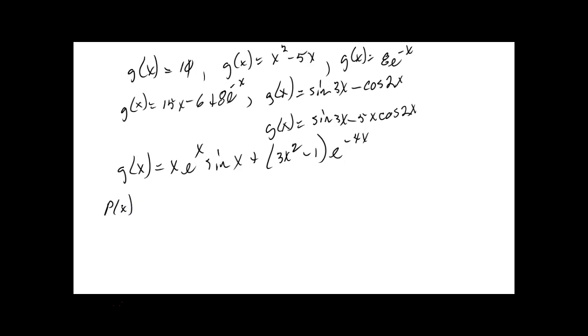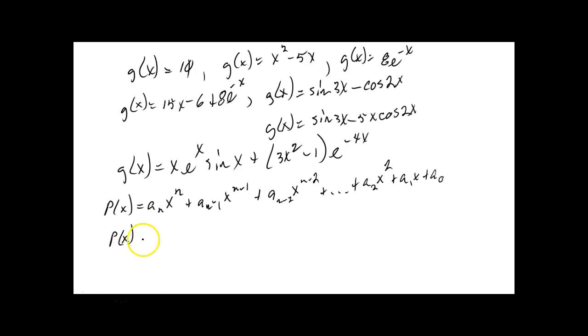Polynomial functions, that would be a sub n x to the n plus a sub n minus 1 x to the n minus 1 plus a sub n minus 2 x to the n minus 2 plus dot dot dot all the way down to a2 x squared plus a1 x plus a0. Any polynomial function. You like them a little shorter than that, but they are. And then any polynomial function, p of x, times e to the alpha x. That works.